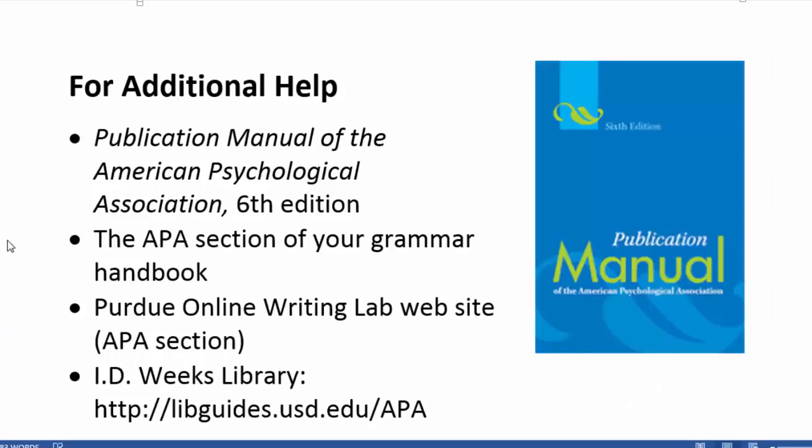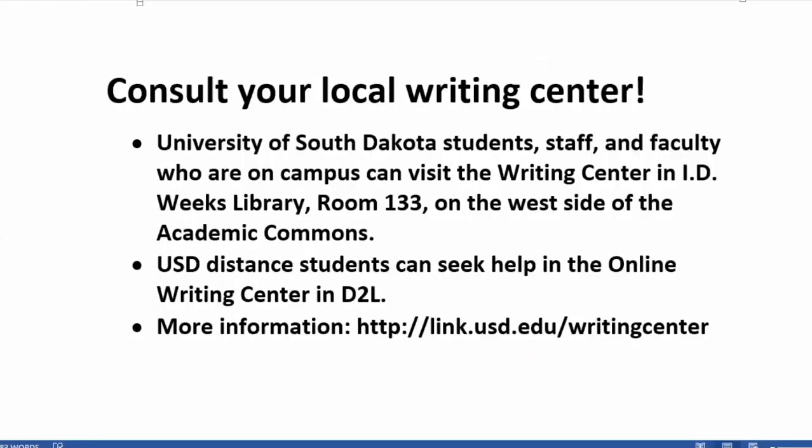For additional help with APA style, consult the Publication Manual of the American Psychological Association, 6th edition. You can also consult the APA section of your Grammar Handbook or the APA section of the Purdue Online Writing Lab website. IDWeek's library also has some helpful handouts and information on APA style at libguides.usd.edu/APA. You can also visit your local writing center.